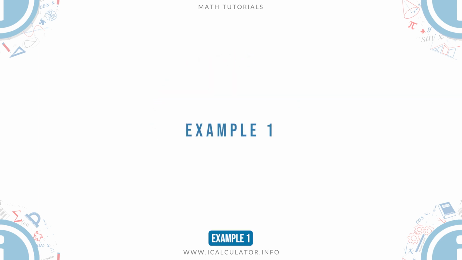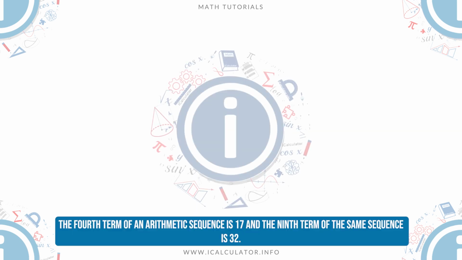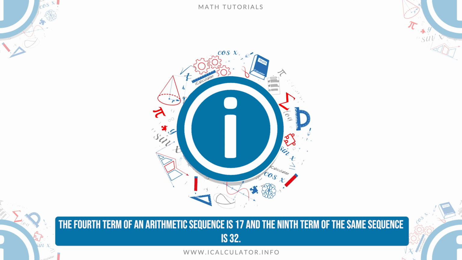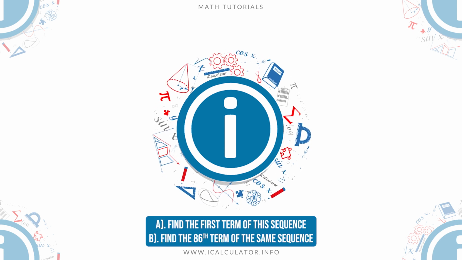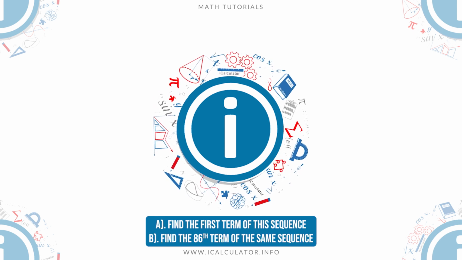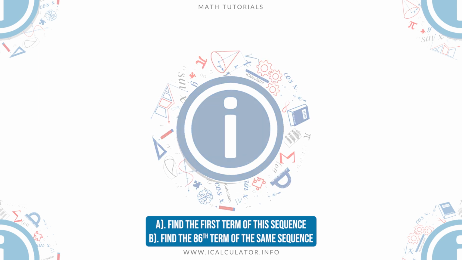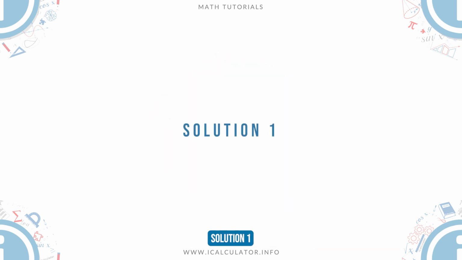Example 1. The fourth term of an arithmetic sequence is 17 and the ninth term of the same sequence is 32. A. Find the first term of this sequence. B. Find the 86th term of the same sequence. Solution 1.